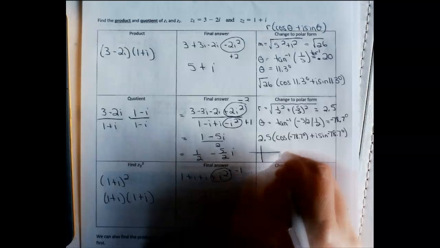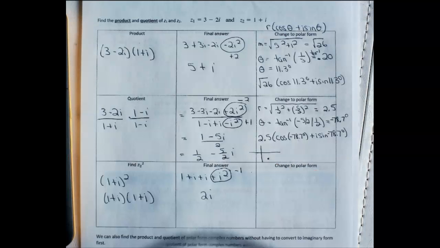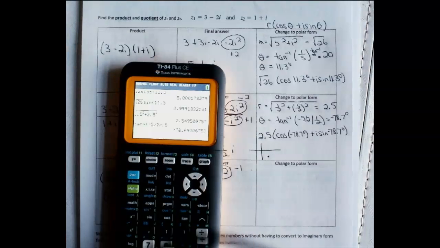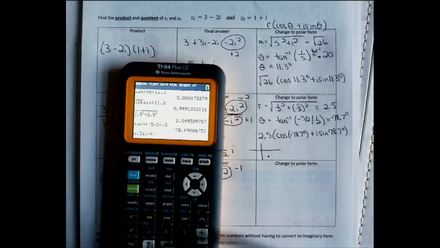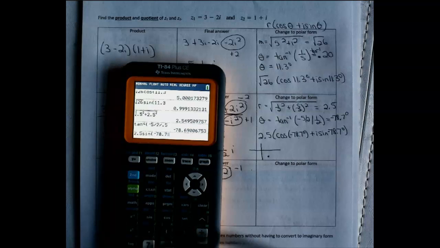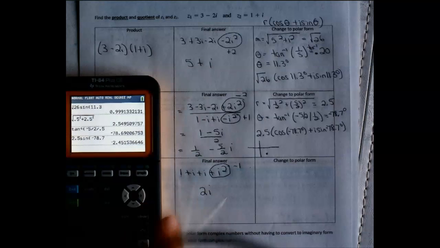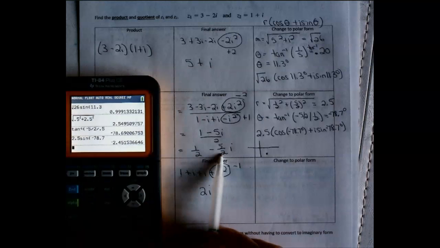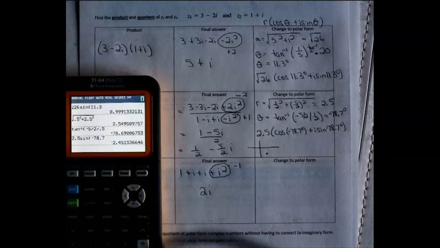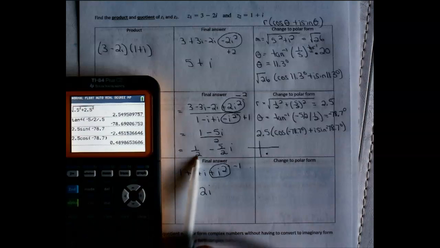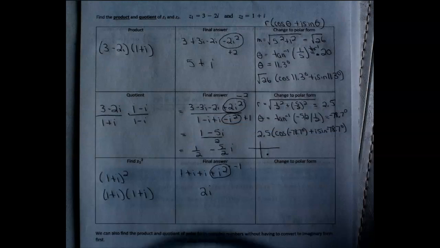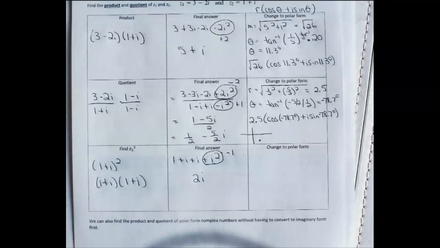So if we roughly had to graph it, 1/2, negative 5/2 would be here. And again, if I wanted to check it, I could. I could go and do 2.5 cosine of negative 78.7. And I should have been doing so I did the y first, which is negative 5/2, pretty close to that, and then 2.5 cosine of negative 78.7, and I should get close to 1/2, and I do. Okay, last one in polar form.